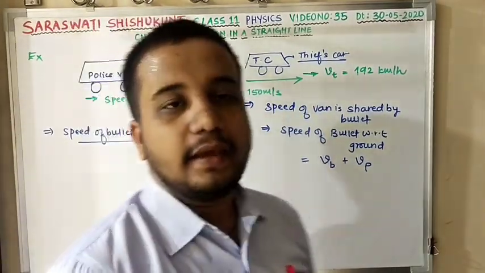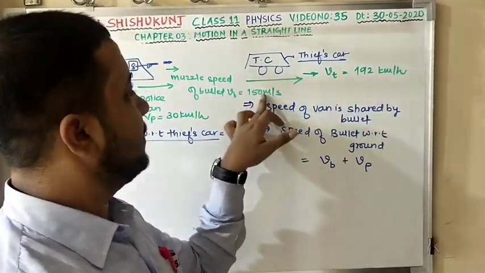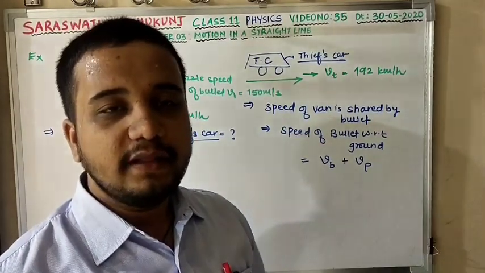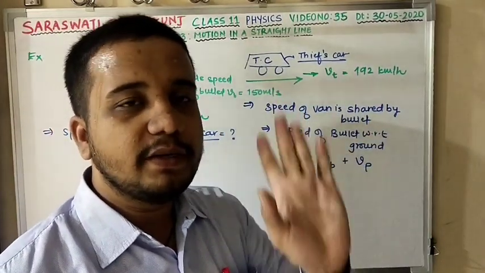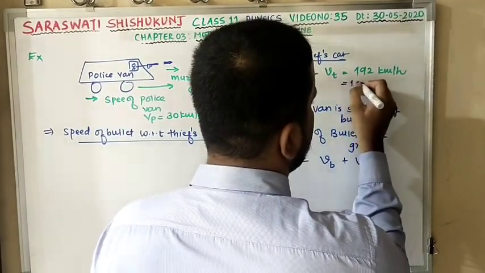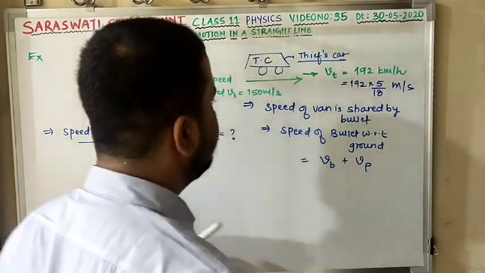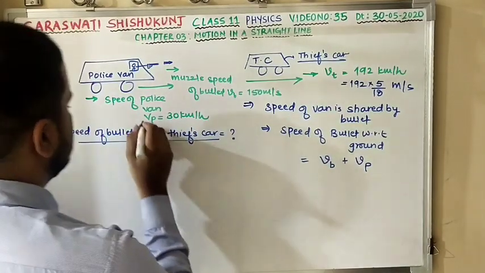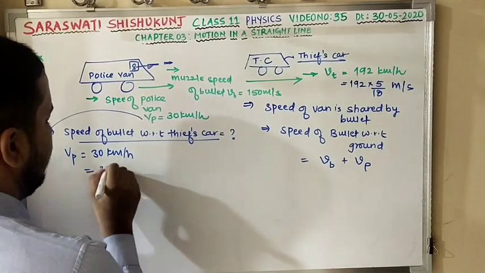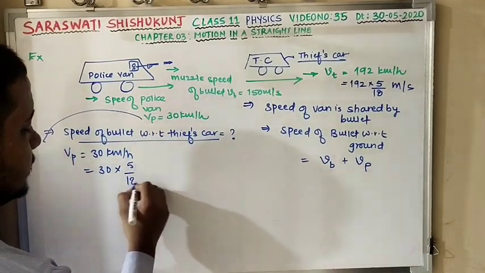Now see, here the units they have provided are of mixed type: kilometer per hour, meter per second, kilometer per hour. So in order to simplify the numerical, we need to convert all the values into one particular system of units. So I am going to convert this 192 kilometers per hour into 192 into 5 by 18 meter per second. Is this clear? Here we will check what is 30 that is given. So Vp is equal to 30 kilometer per hour. I can convert it into meter per second by multiplying by 5 by 18. Is this clear?